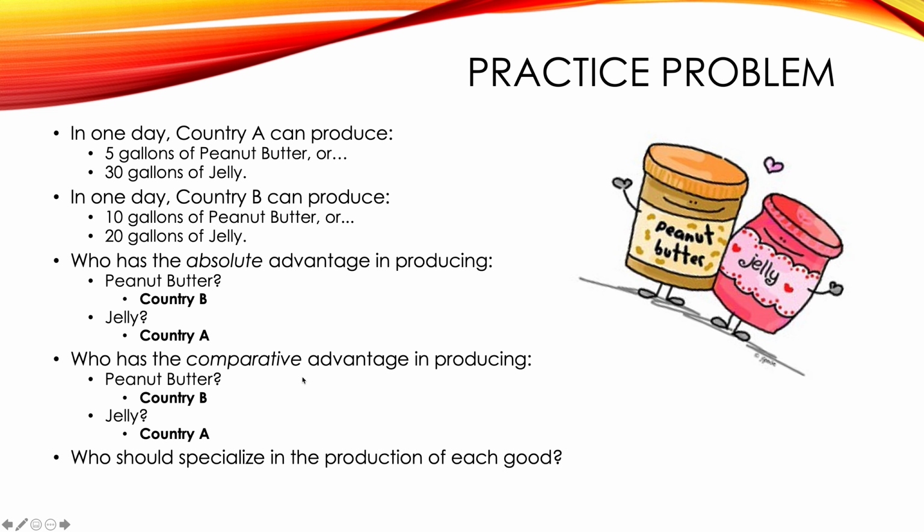So who should specialize in the production of each good? That's our question here. Well, whoever has the lower opportunity cost, aka the comparative advantage. So country B, they should make peanut butter. Country A, they should make jelly. So this is the kind of practice problem you might see. At a more advanced level, you can talk about terms of trade, what is agreeable to both countries, but on a basic level, this is how comparative and absolute advantage work in dictating whether or not two countries should benefit from trade and how they should specialize to do so.